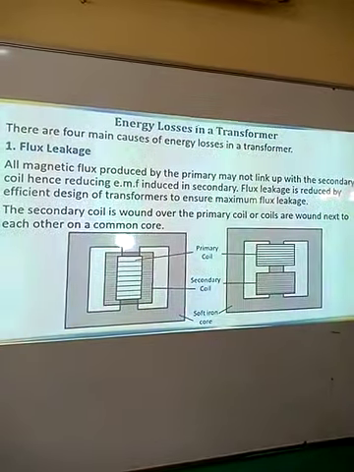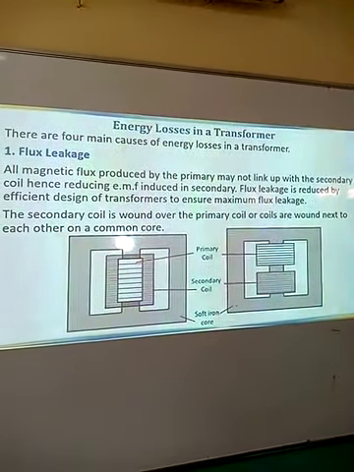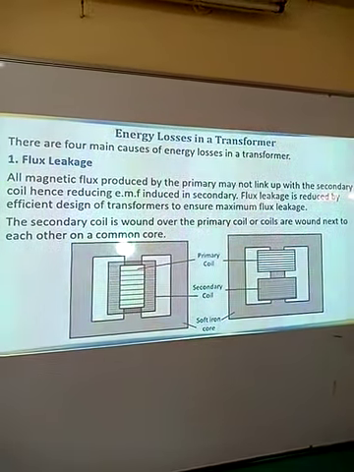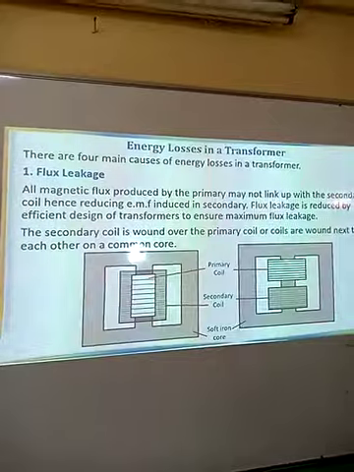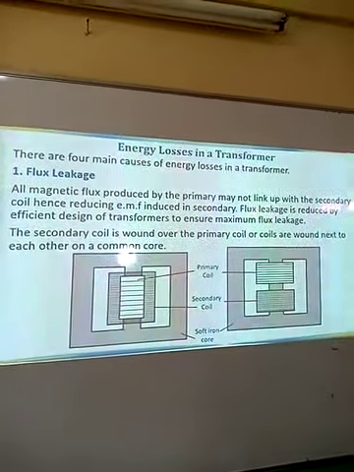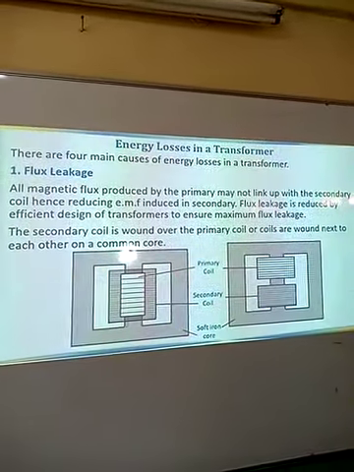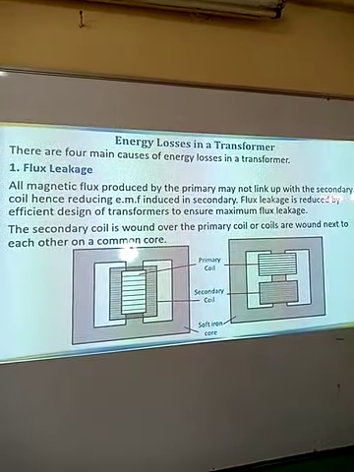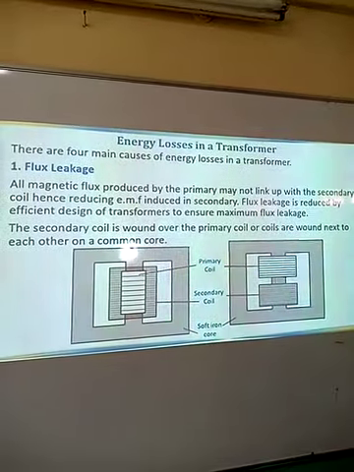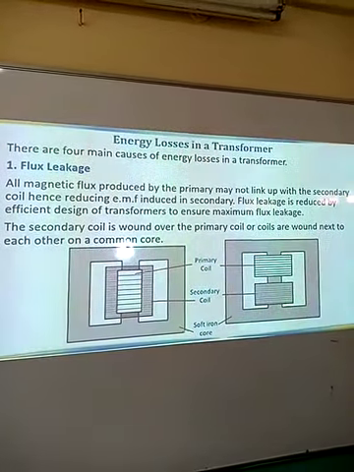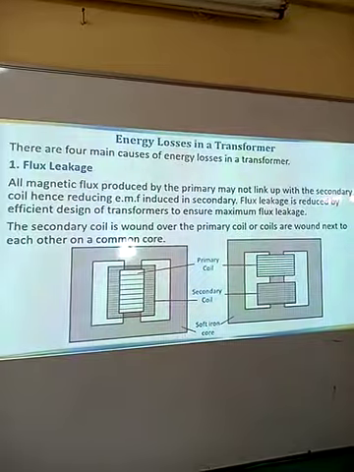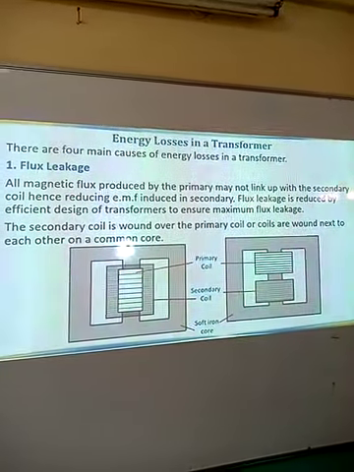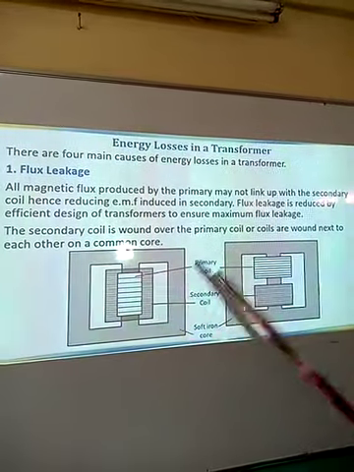leakage. Flux leakage. What do you mean by flux leakage? Now, when current is changing in the primary coil, the magnetic flux from the primary coil is supposed to reach the secondary coil. However, this is not always the case. Some of the magnetic flux disappears on the way, and this reduces the efficiency of the transformer. This is solved by efficient design of the transformers that you can see on the board here.